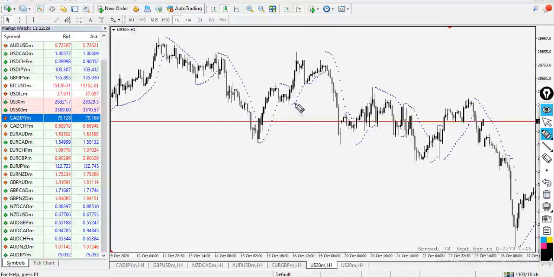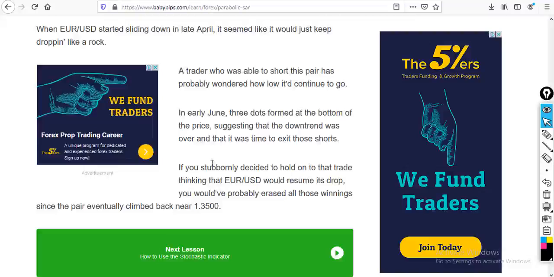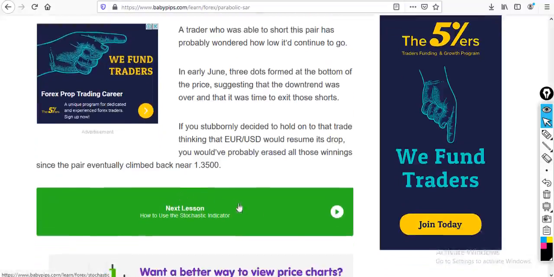I think this is kind of cool. I haven't used it. I don't use indicators in my chart, but I think this is just kind of cool. So let's move on to the next indicator.